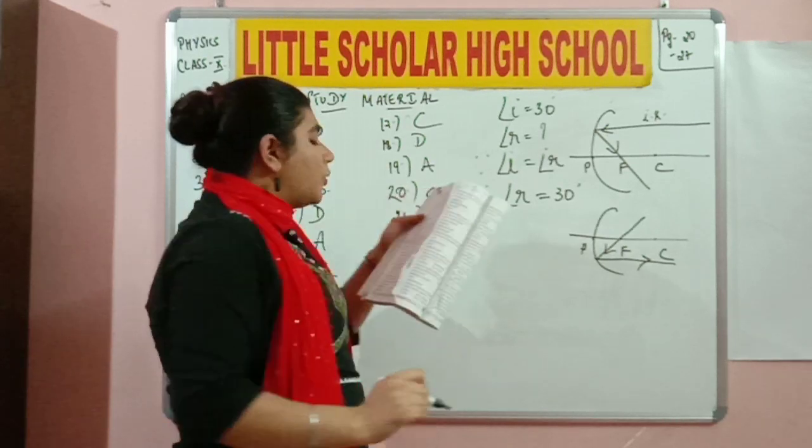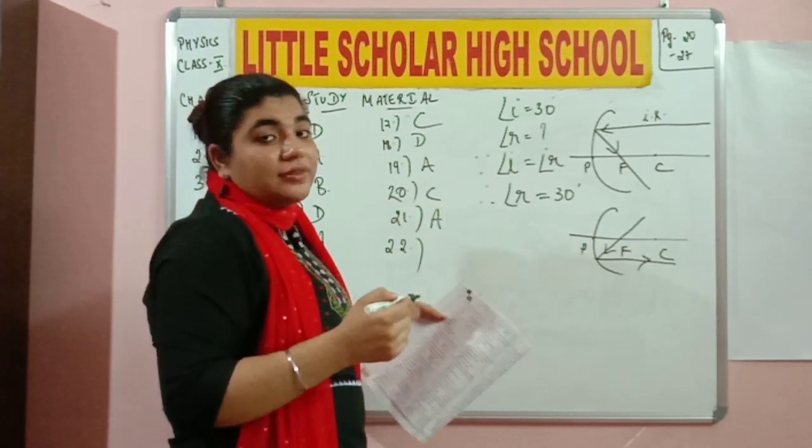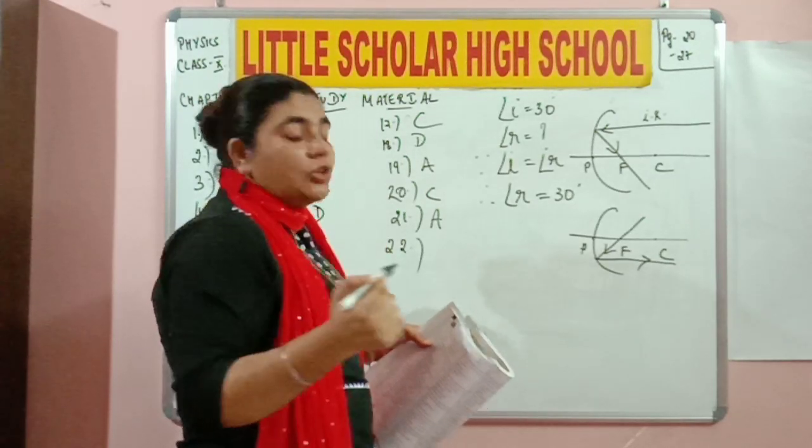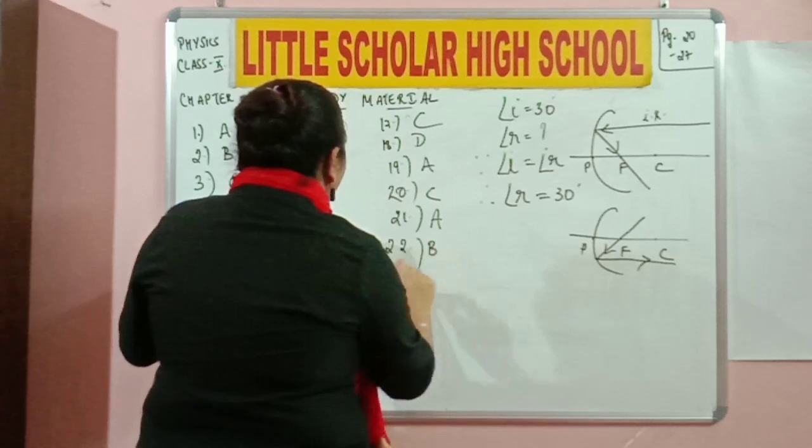22nd one. Which of the following is the formula for magnification? We just discussed it. m is equal to hi by ho, height of the image by height of the object. Option B. 22nd one.